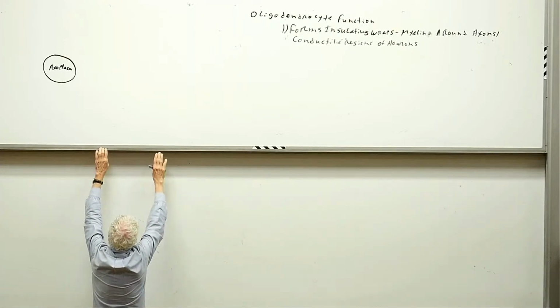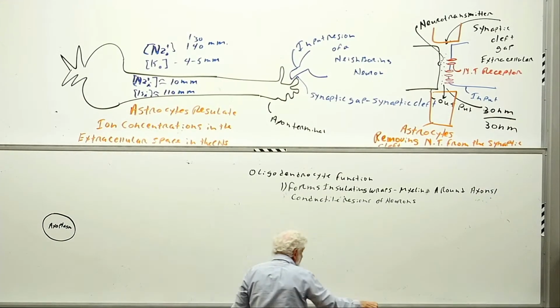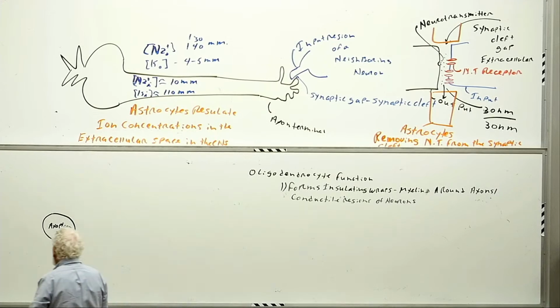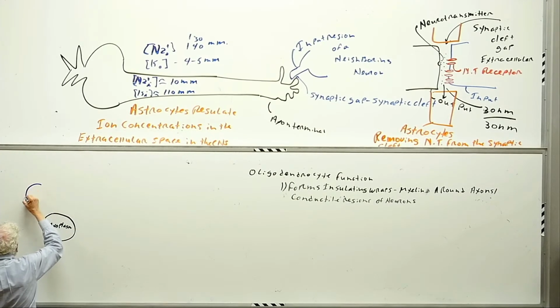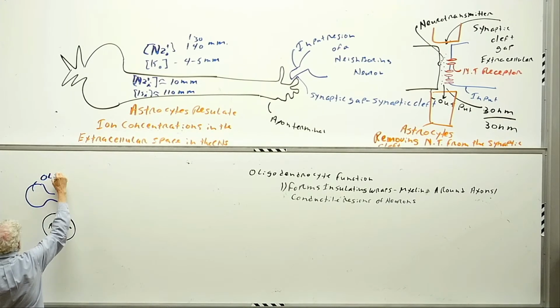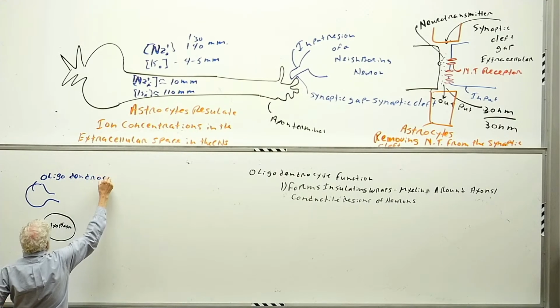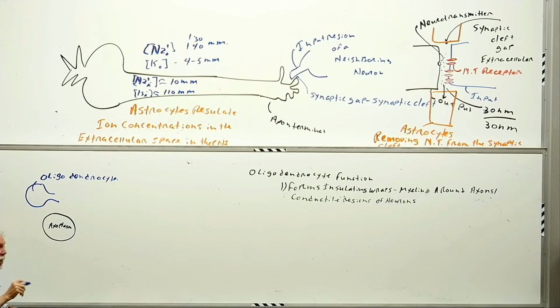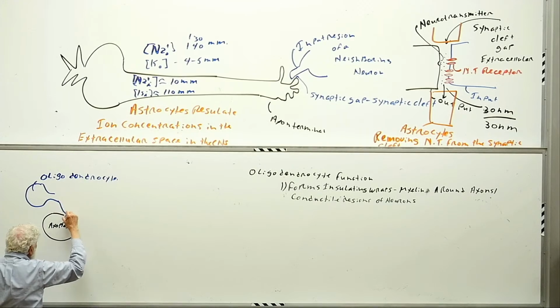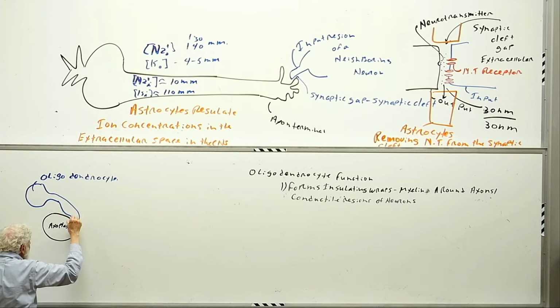Then there's another player, and this gets set up during development. During development, there's going to be another cell type out here called an oligodendrocyte. And during development, what the oligodendrocyte will do is send out a process, an extension of its plasma membrane. And it will then contain inside the cytoplasm.